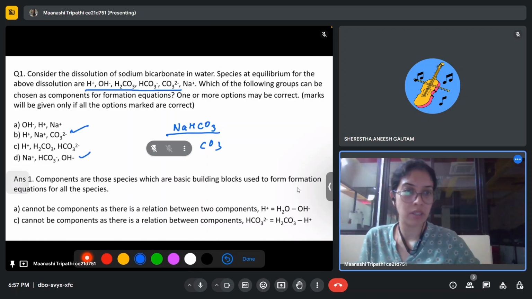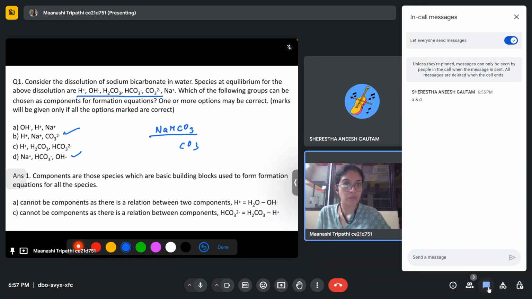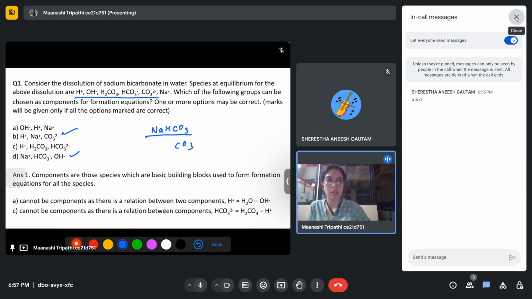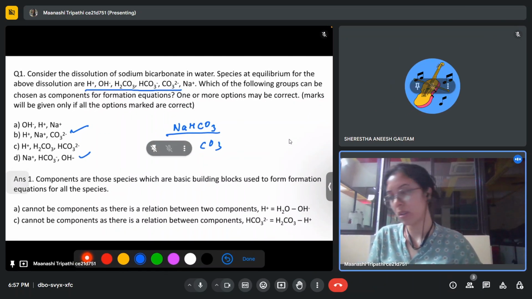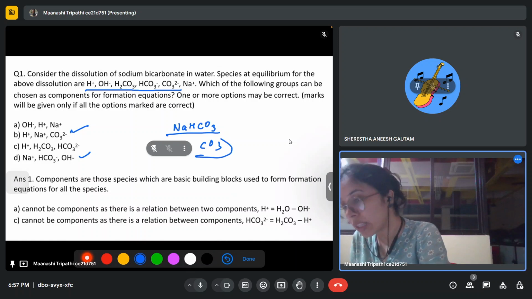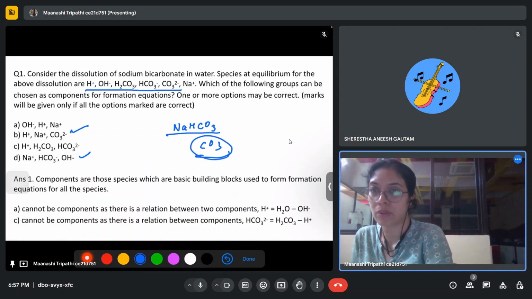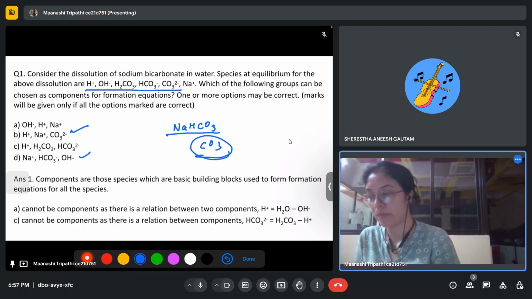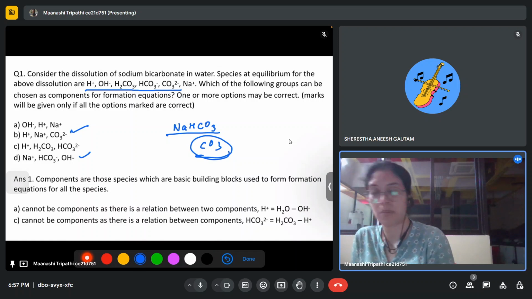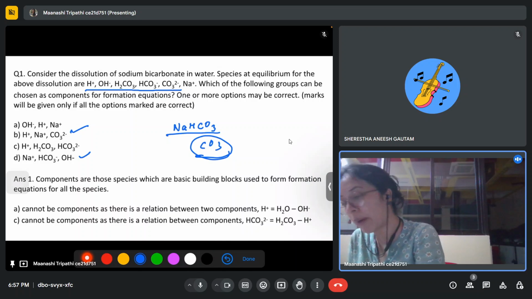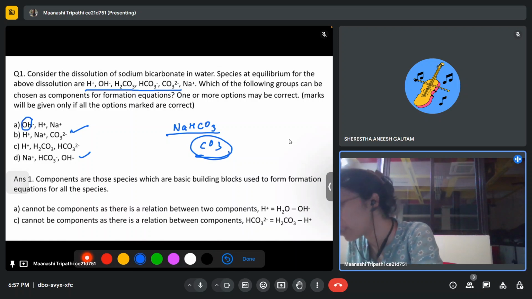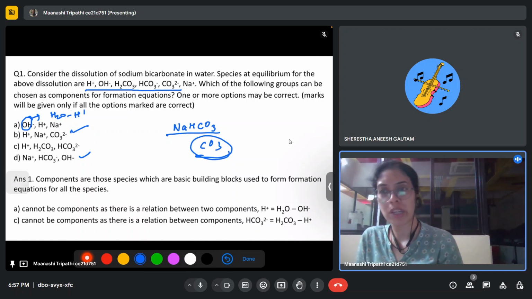You have written the D part, no? Yes, the D part was correct. A cannot be the answer because we need this carbonate entity also, which is not there in A. A has everything but the carbonate entity. So that's why this is deleted. Apart from that, for making OH, we can easily make OH from H2O, minus plus H plus. So OH need not be written separately.